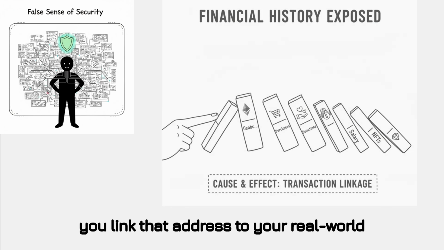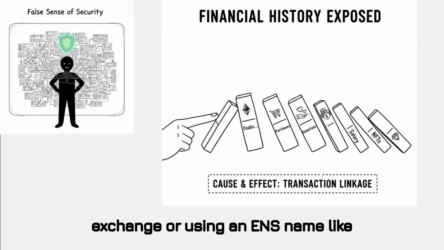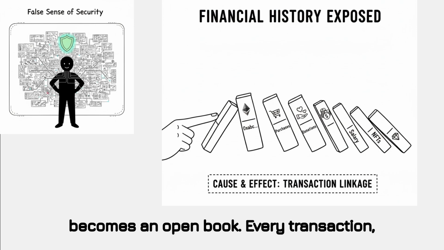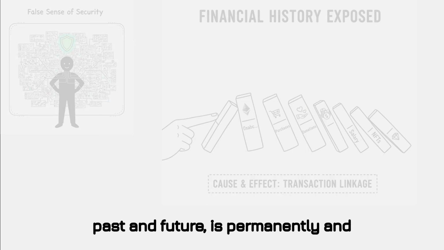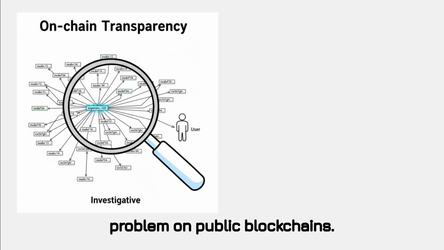The moment you link that address to your real-world identity, maybe by withdrawing from a KYC exchange or using an ENS name like Bob.eth, your entire financial history becomes an open book. Every transaction, past and future, is permanently and publicly traceable. This is the privacy problem on public blockchains.